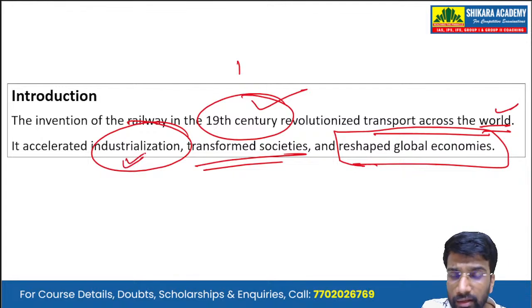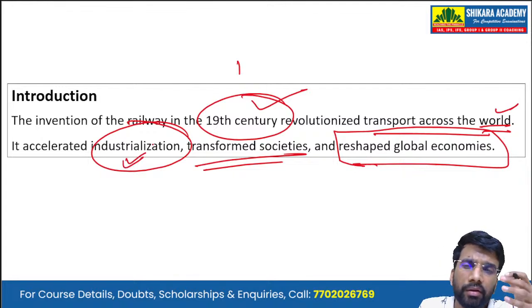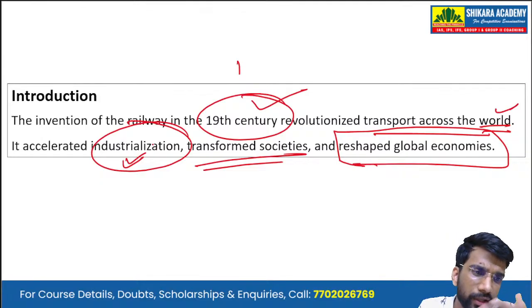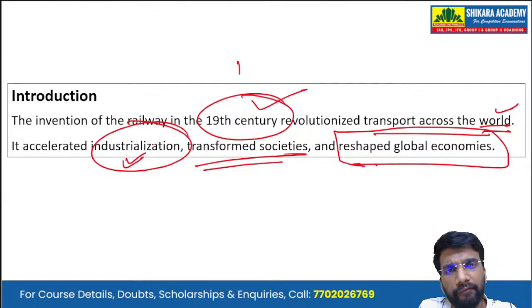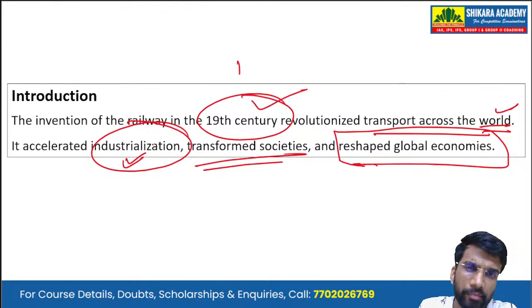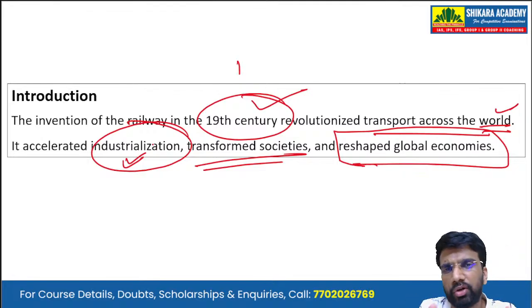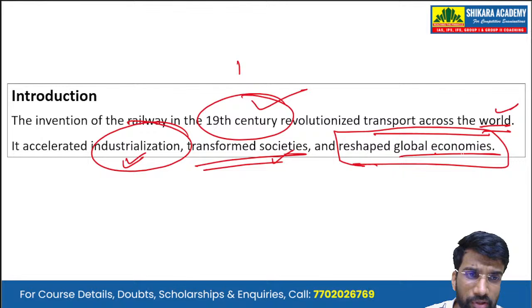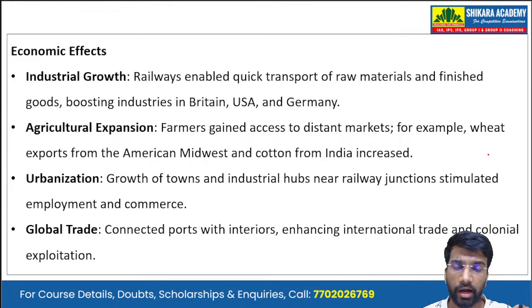That it accelerated industrialization, and in a way, the invention of railway was the need of industrialization, because the finished goods or the raw materials need to be carried over far places on the land, and railway is a very good means of transport in order to transport heavy materials, the raw materials, the finished goods or the industrial goods from one place to another. Then it also transformed the societies and reshaped the global economies. How it reshaped the society and global economies, that we'll be seeing.